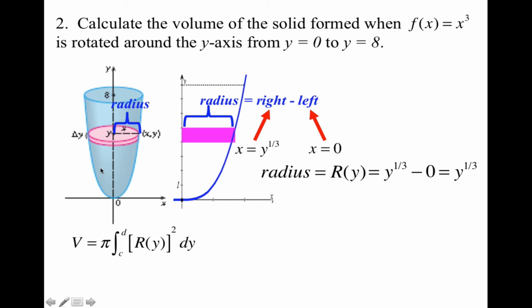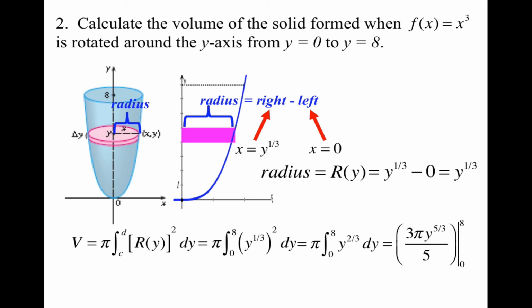Set up my volume integral. So I'm integrating pi r squared, and I'm going from 0 to 8. They gave me the y limits. Go ahead and simplify. Add 1 to the exponent, divide by the new exponent, and then evaluate from 8 and 0. So I get 96 pi over 5.